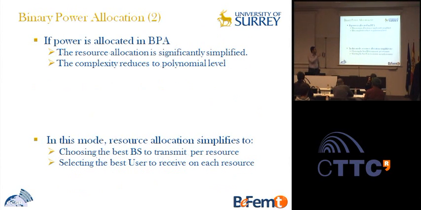Considering this binary power allocation, if the power is allocated in binary fashion, of course the resource allocation problem is significantly simplified and the complexity reduces to polynomial level. In this mode, the resource allocation is simpler, as we want to find the best base station to transmit per resource, and at the same time, select the best receiver on each resource. So the interdependency between the problems is decoupled in this scenario by considering this binary power allocation.